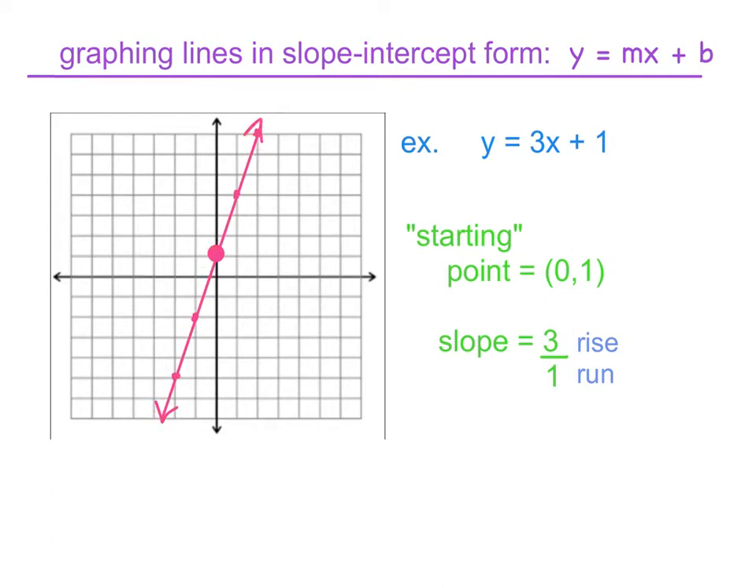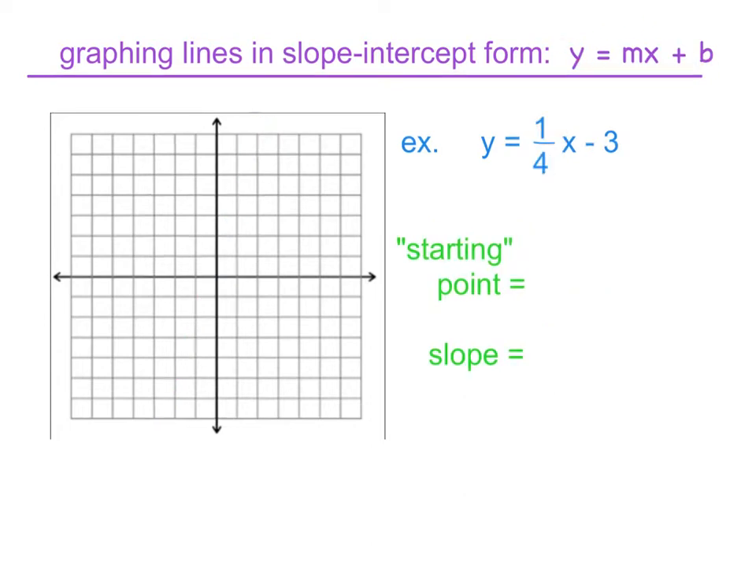And again, to be clear, I would like you to have not just your y-intercept, but at least 2 other points. They could both be on the same side of the y-axis, but I think it's better if you try to get at least 1 on each side of the y-axis. And there you have it. We just graphed a line in slope-intercept form.